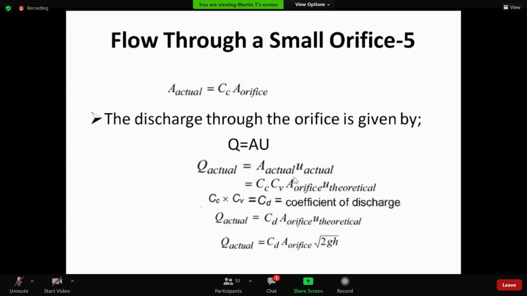So that's it. That's how we can use Bernoulli's equation to determine discharge from a tank or discharge through an orifice. I hope we are together up to that point. Are we together? Yes.